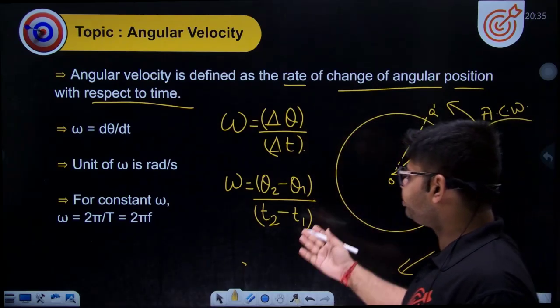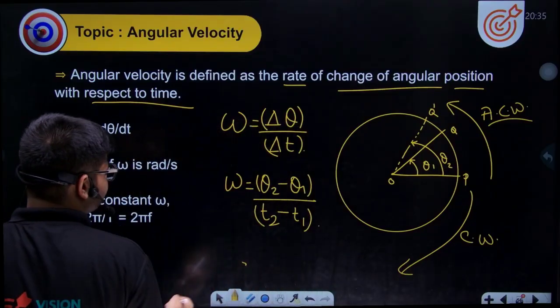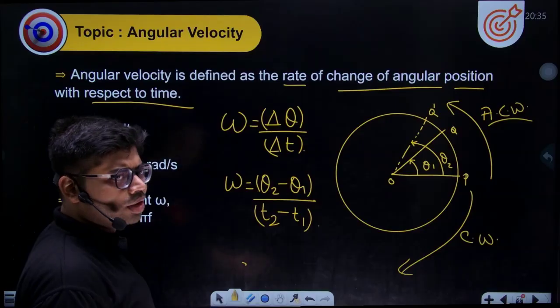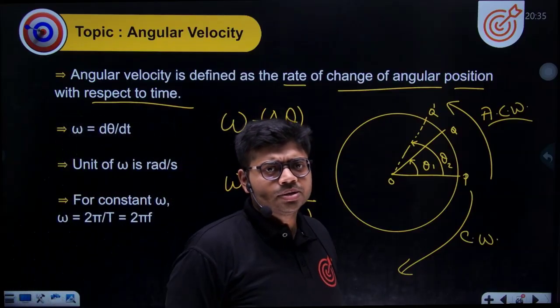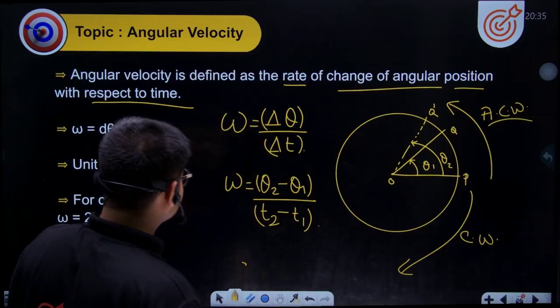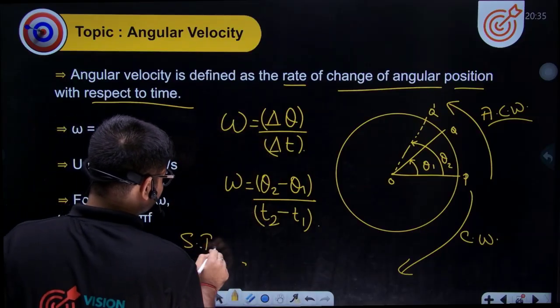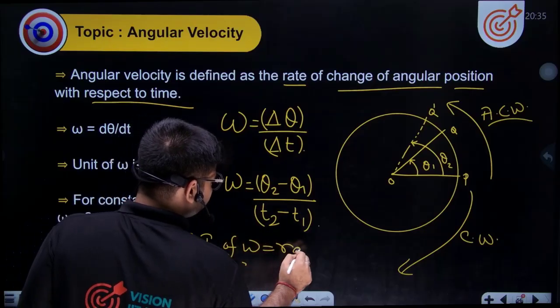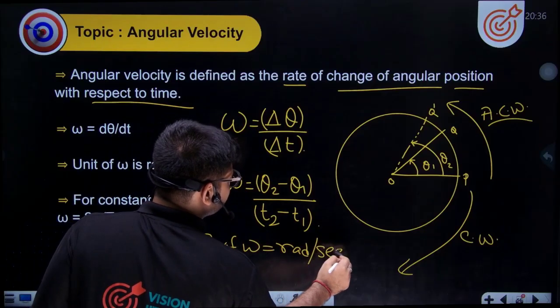And you see, velocity का SI यूनिट क्या होता है? मीटर पर सेकेंड. यहाँ तो मीटर नहीं होगा, यहाँ पे क्या होगा? रेडियन. So what is going to be the SI unit of omega? Radian per second. Nothing to say about it. Rad per second.